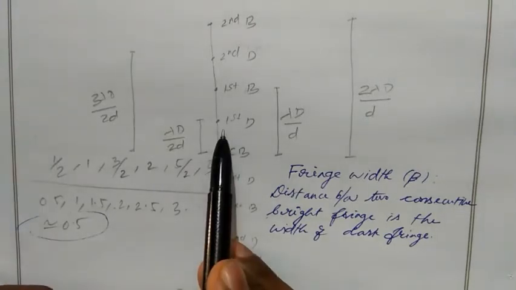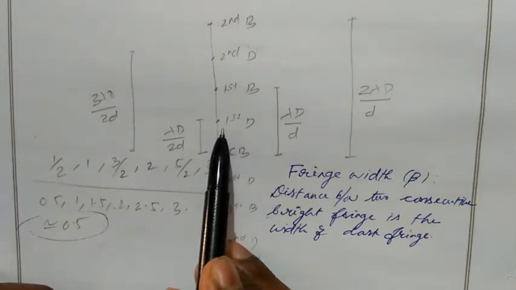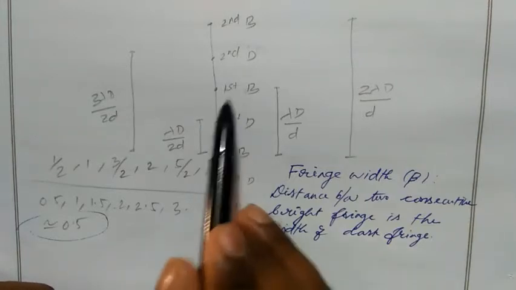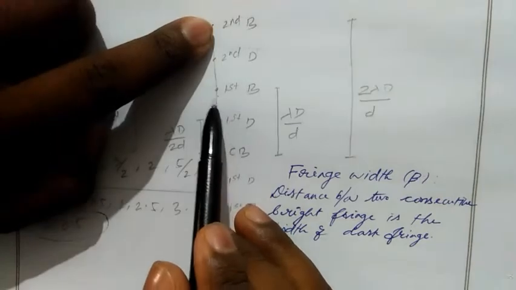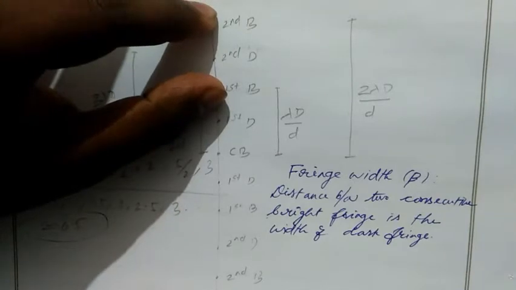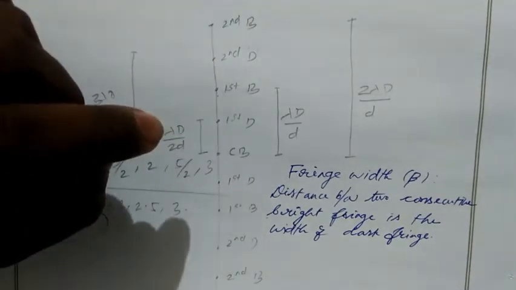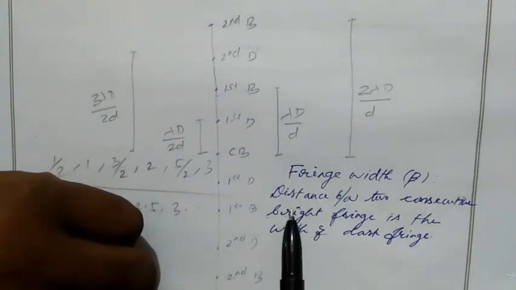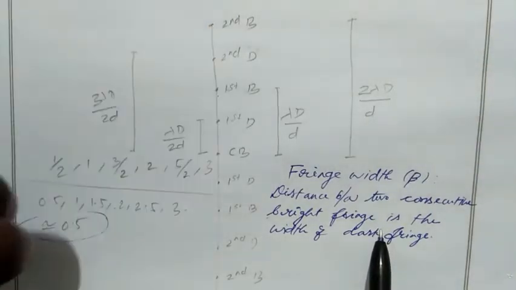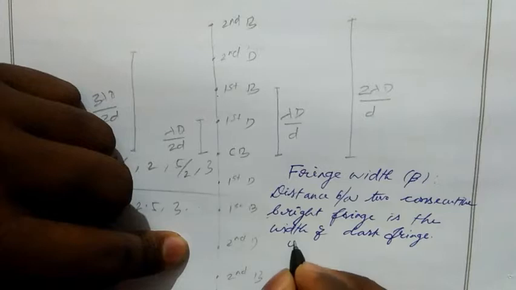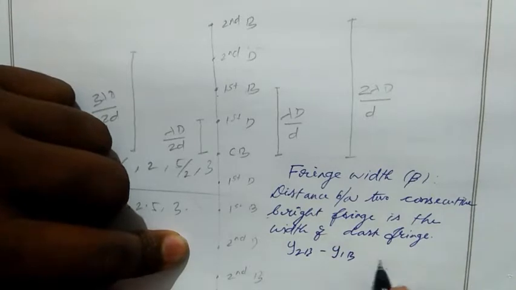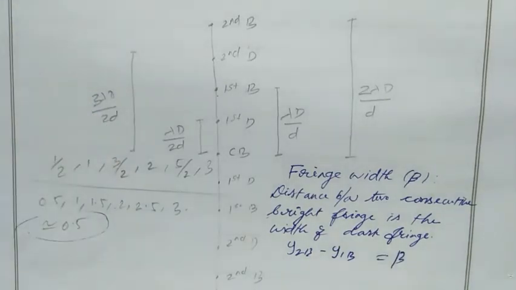For example, this is our dark fringe. How to find its width? The distance between two consecutive bright fringes. This is the first bright fringe and the second bright fringe. The distance between these two will be the width of the dark fringe. So we can write the distance between two consecutive bright fringes, let's take second minus first. y2b minus y1b is our fringe width beta.